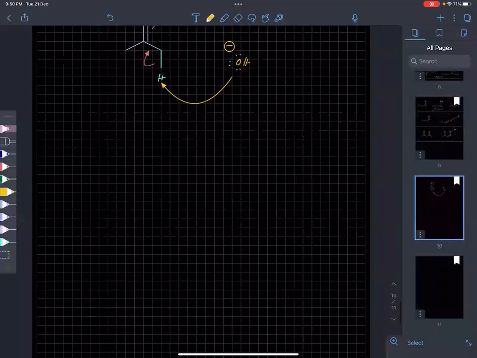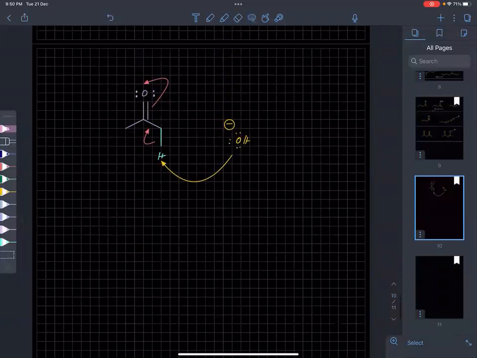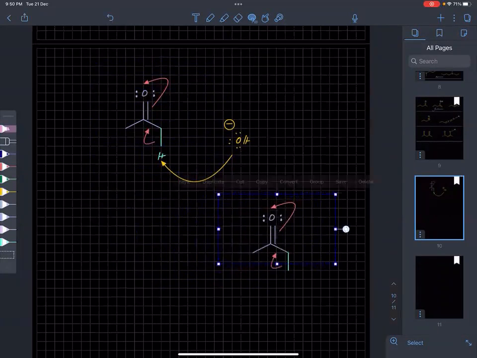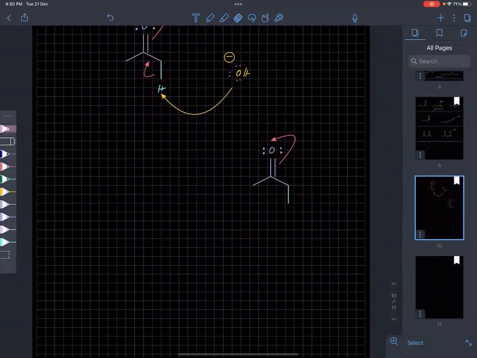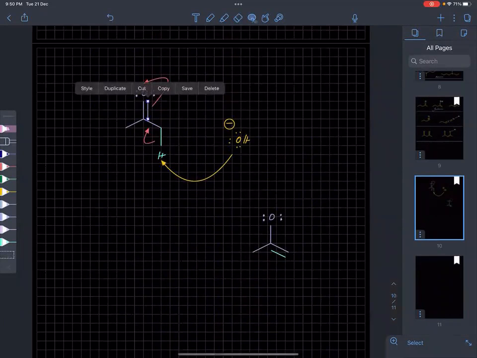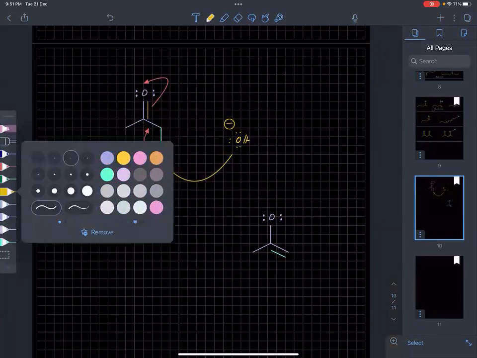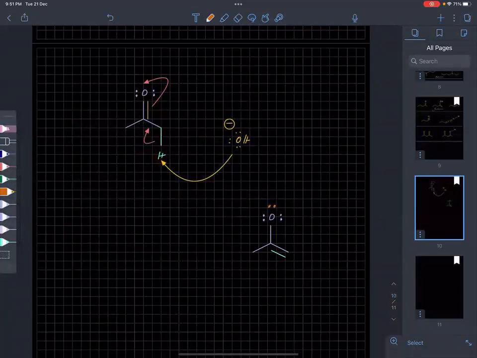You'll get an enolate. How will the enolate look? Like this. I'll make this into a pi bond, and this will become a lone pair. I'll make this orange, so I'll mention this lone pair in orange. And this oxygen will get a negative charge.